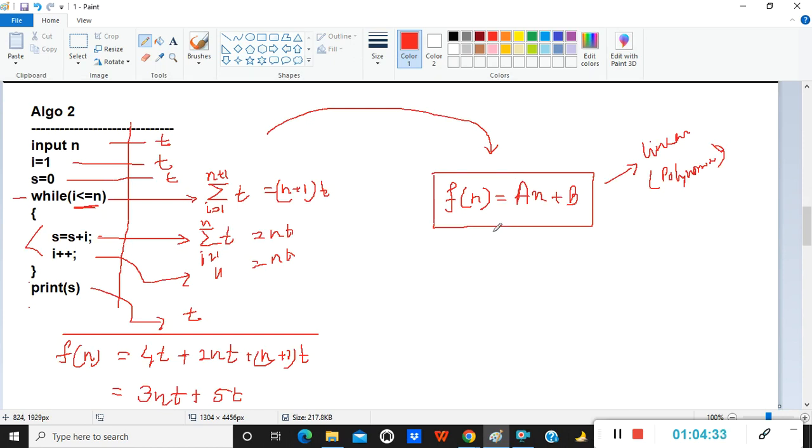Now when we find the time complexity of a linear function, we represent it as big O of n. The time taken by the linear function, we say that the time complexity of a linear function, meaning an algorithm like this, will have big O of n. Now, why big O of n? Where have those a and b gone?